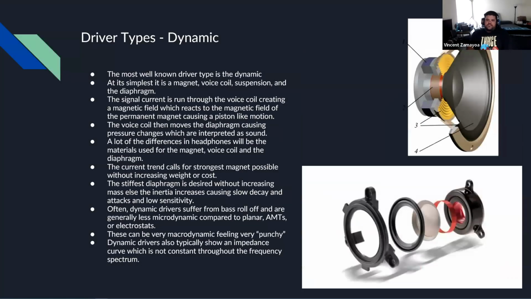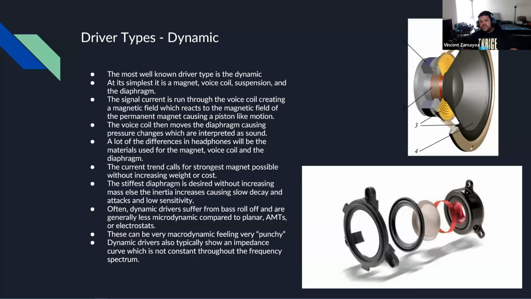All right, driver types. So dynamic, I think you guys are the most familiar, so I don't think I need to go over a lot here, but the information's there. Obviously you have magnet, voice coil, suspension, diaphragm. The magnet, the voice coil and the diaphragm will be pretty much prevalent in every driver type. Suspension, not always. But in almost all drivers you run a signal through the voice coil, and because of the magnetic field that's created and the permanent magnet, you end up getting piston-like motion.